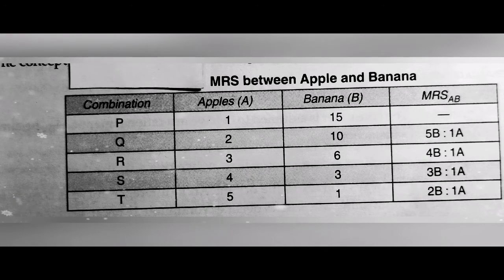Again 5 apples, 1 banana, means 2 bananas are substituted for 1 more apple. So 2 bananas is to 1 apple. So in the graph we can see what it represents.